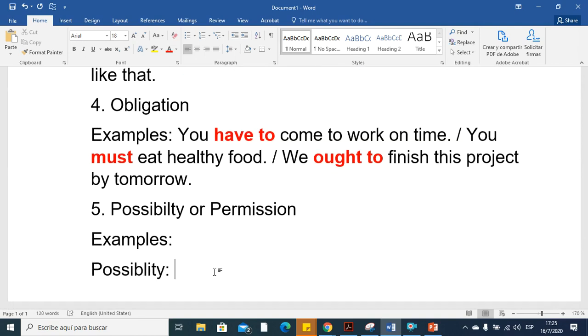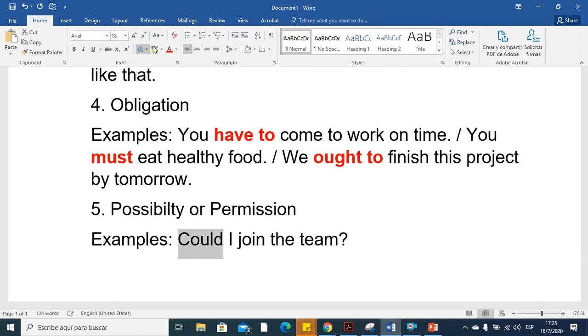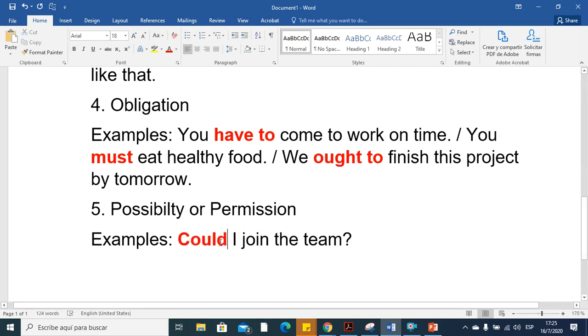Examples of possibility would be, let's say, could I join the team? It's similar to a permission, but also similar to a possibility. It's like a mix between them. So, could I join the team? Podría, esto se traduce como si estuvieran diciendo en español, podría unirme al equipo o puedo unirme al equipo.